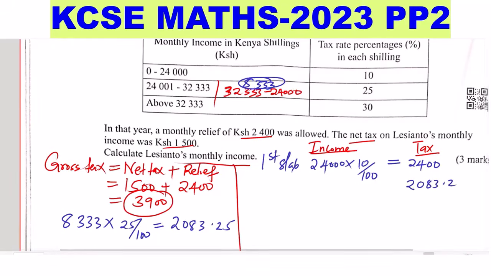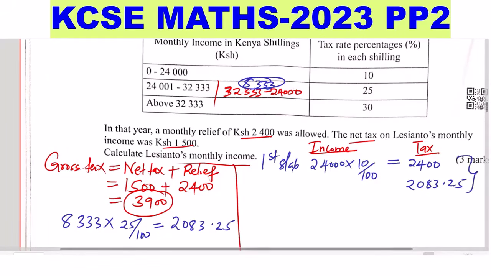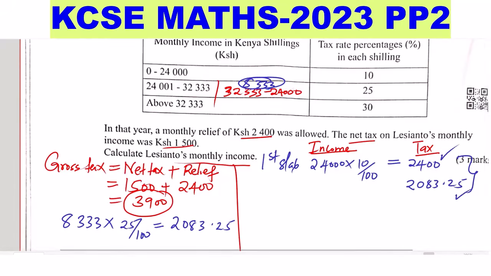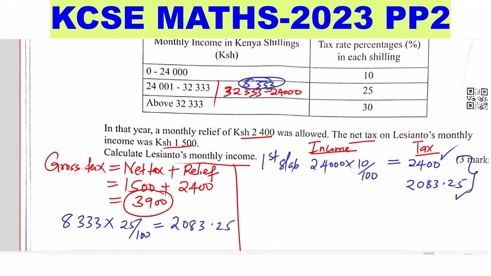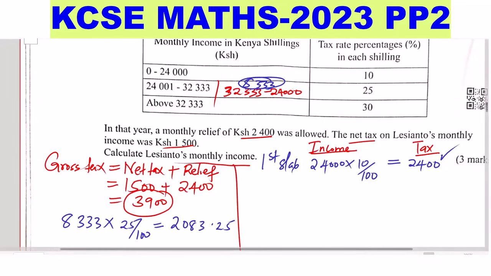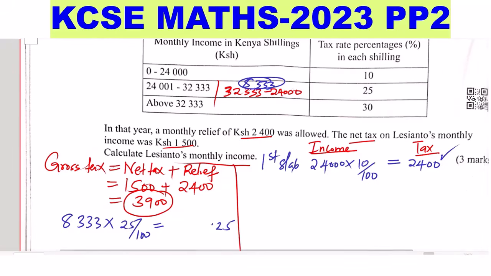When you add everything here, you'll notice that it is going to exceed the tax we are looking for, that is 3,900. Remember, we have a tax of 3,900, but when you add 2,400 from the first slab and 2,083.25, having taken the whole amount in the second slab, you will find it is above 4,000. So that will be more. Therefore, we need to know the exact amount. We don't know the amount that is there in the second slab.